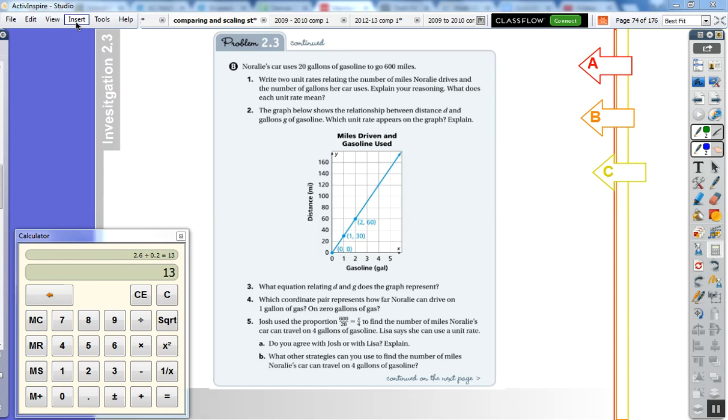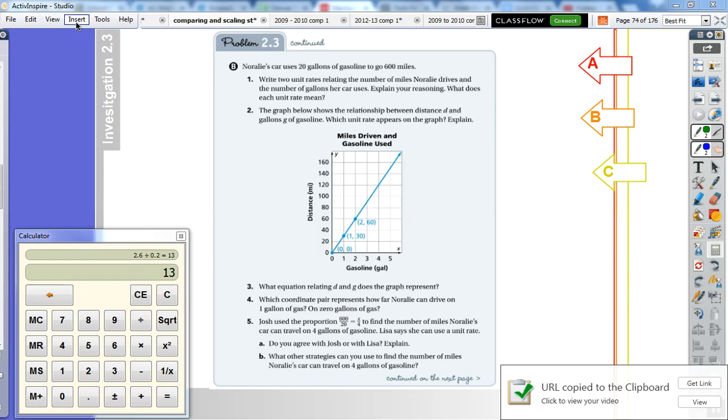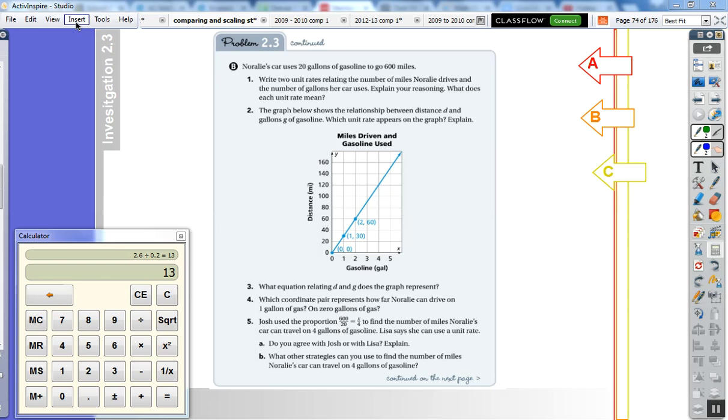Norley's car uses 20 gallons of gasoline to go 600 miles. Right, two unit rates. I could do miles per gallon, and that's how we normally report car fuel efficiency. Miles divided by gallons: we went 600 miles on 20 gallons, for a grand total of 30 miles per gallon.